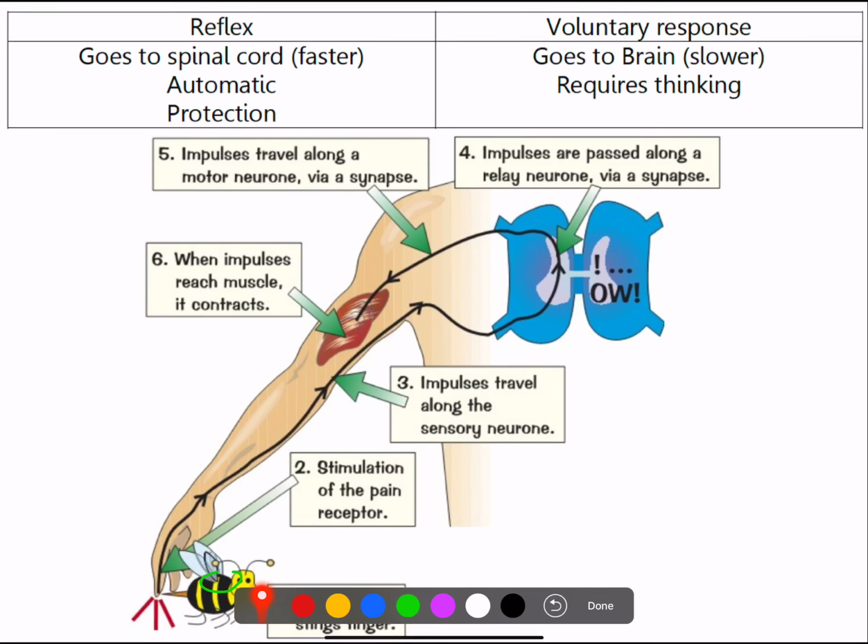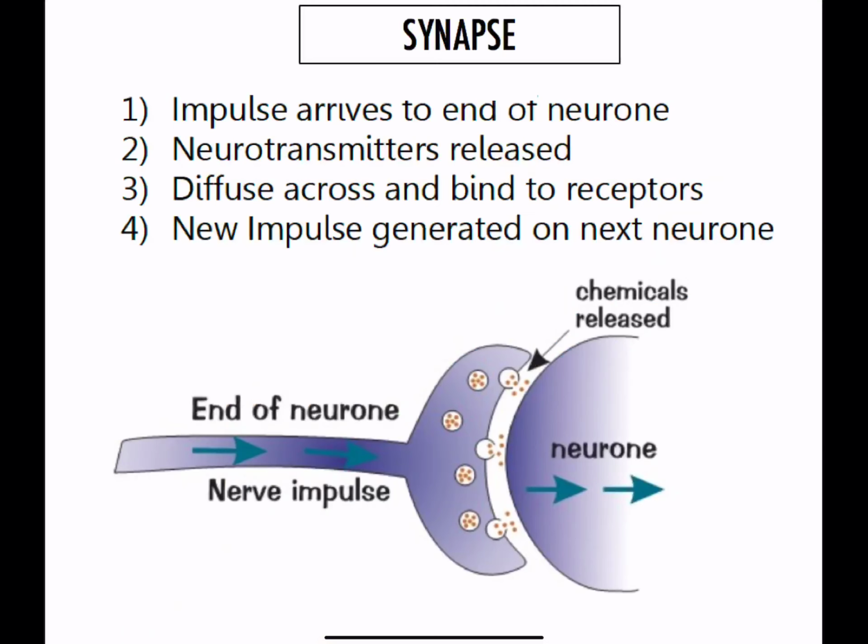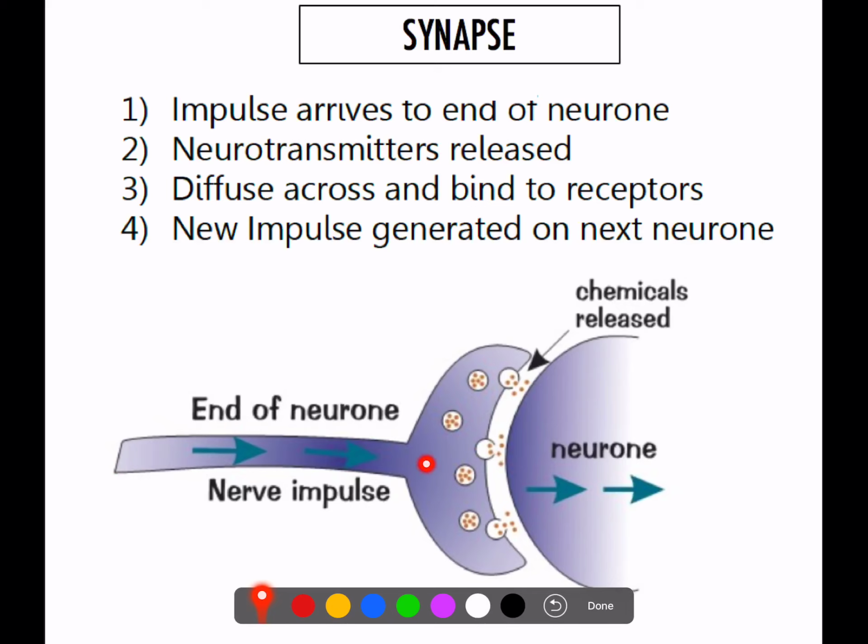So again, it's going to be picked up by the receptor, sensory neuron, spinal cord, out via the motor neuron to the effector. Okay, so that's a reflex. Now, a synapse is the connection between 2 neurons. So you can see how the impulse, electrical impulse, arrives, but there's a dead end. So how does it get from this neuron to the next one? Well, that's how a synapse works.